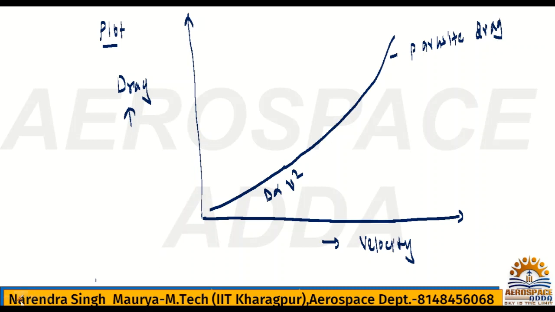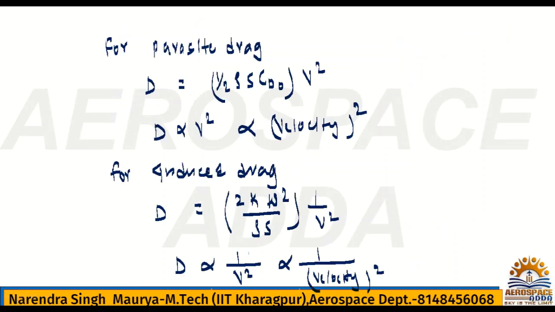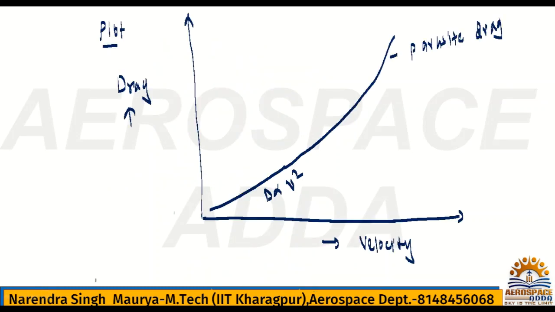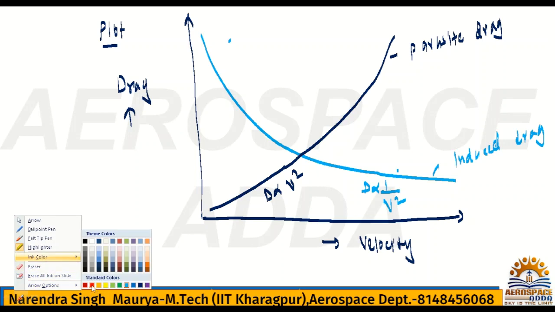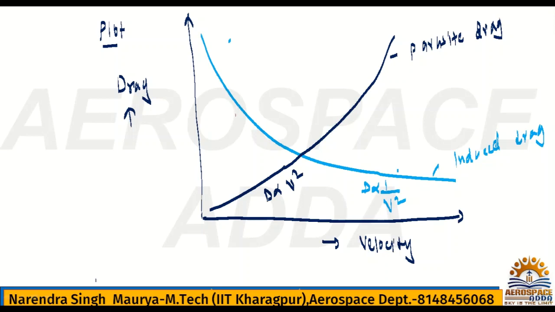Parasite drag. Fine. What is next? Next is the induced drag. What is the induced drag? Check. Drag inversely proportional to velocity square. So drag inversely proportional to velocity square means it will be like this. This is what? Drag is inversely proportional to velocity square, and this is the induced drag. If you check the resultant of the plot, where will the resultant lie? See, this part is decreasing, so here it is increasing. Similarly, this part is increasing here, so this part is decreasing. You got my point? Yes or no?